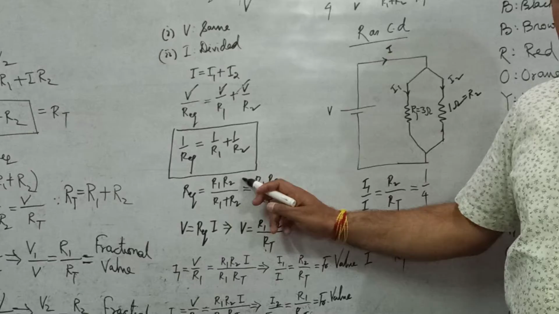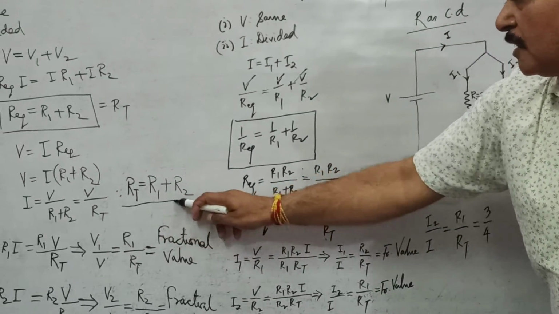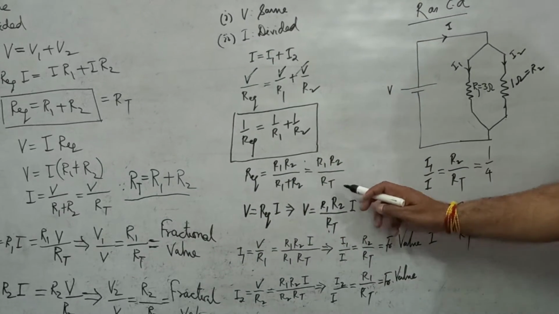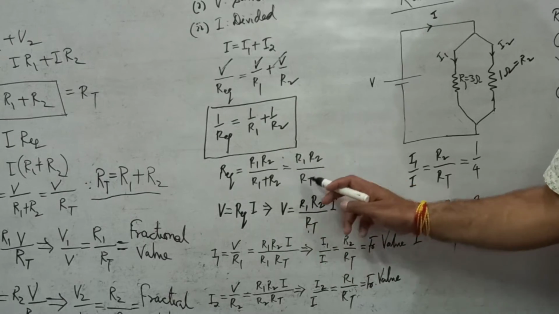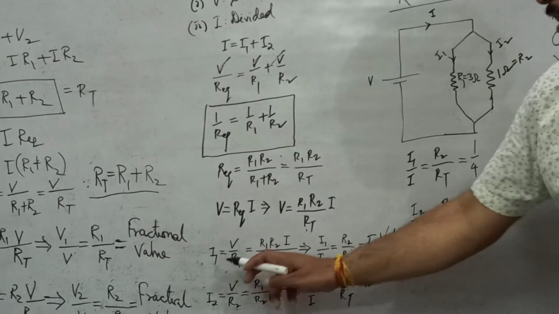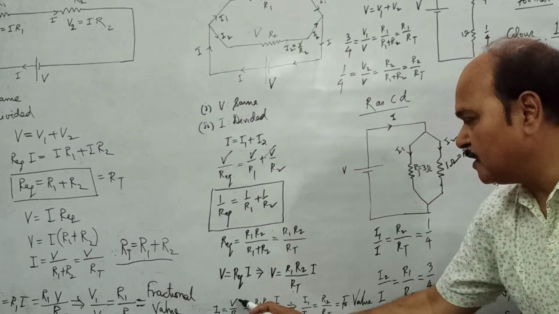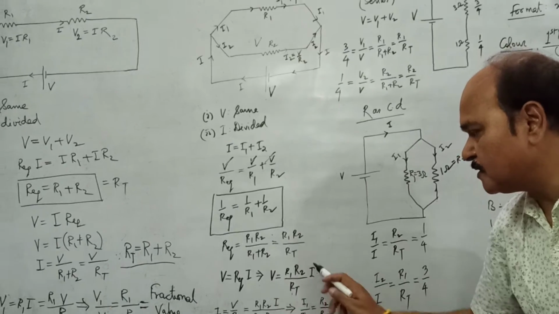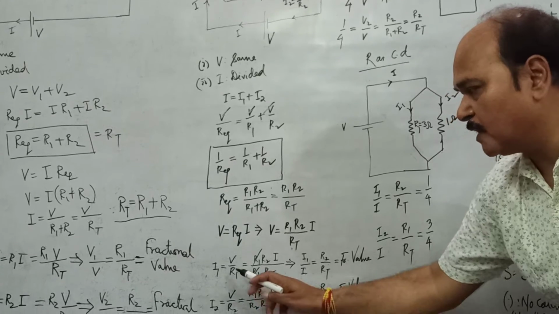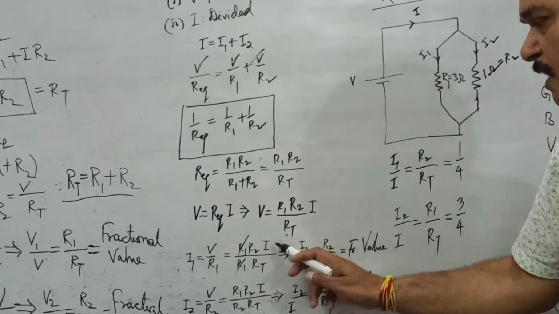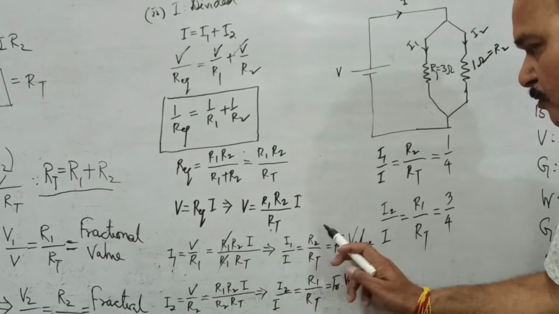This is the product of the two resistances, and this is the sum of the two resistances. And this sum of the two resistances is as usual written as RT. Overall voltage is R equivalent into I. And what is R equivalent? R equivalent is R1 R2 upon RT, into I. What is I1? I1 is V upon R1. So V upon R1. What is this V? V is this. And if you divide it by R1, we get this. And you can see that R1 R1 cancels out. What do we get? I1 is equal to R2 I upon RT. That means I1 upon I is equal to R2 upon R total.